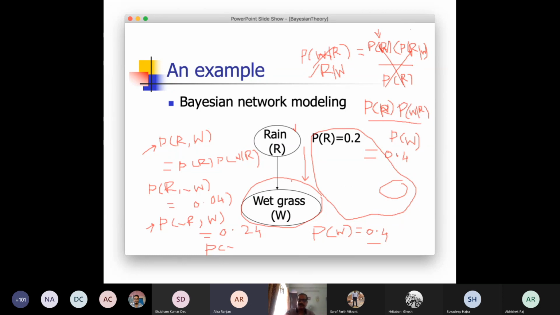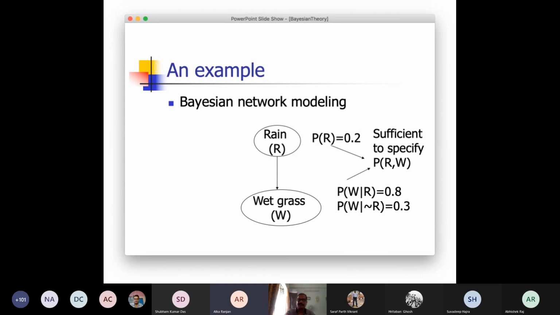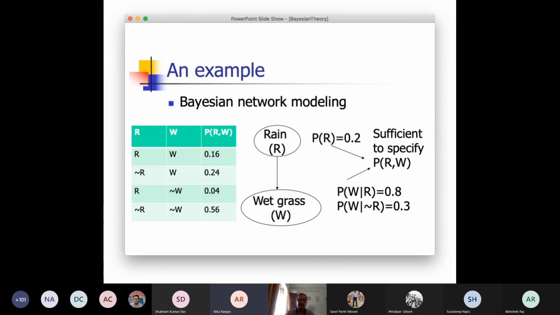Anyway, this is the kind of inference you can draw with this kind of model. So let me summarize once again whatever I have computed. With this simple Bayesian network, we have these parameter sets, and it is sufficient to specify the joint probability distributions. This is a table of joint probability, which we just computed. As you can see, the marginal probabilities of W can be computed from this table. Even the marginal probabilities of rain can be computed, which should be consistent with your given data.